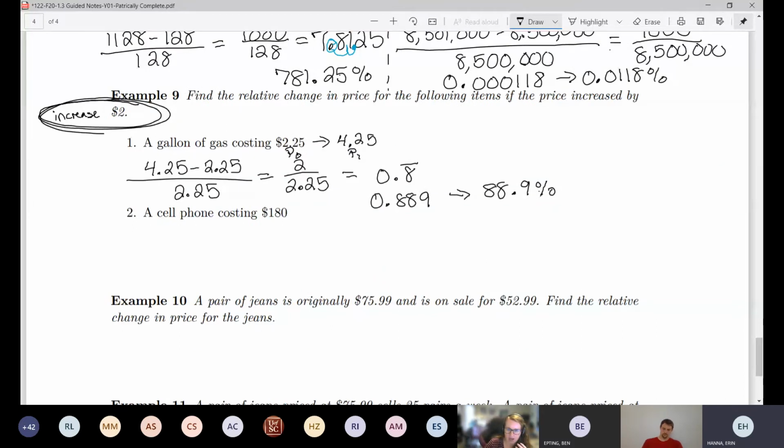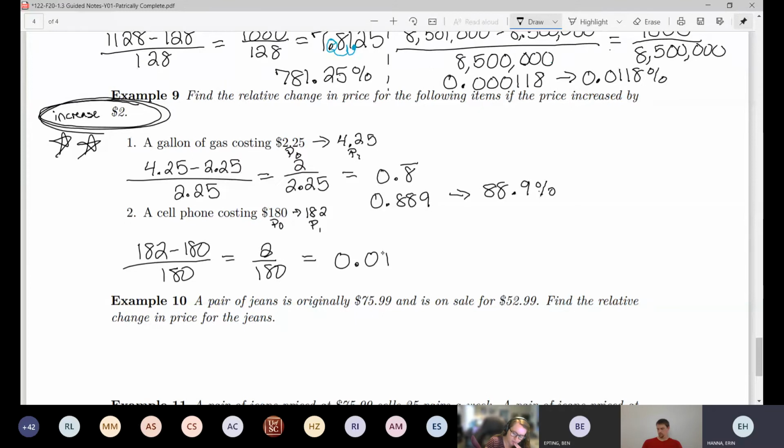Which kind of makes sense that it's so high because $2 was very close to the initial value anyway. So say instead we had a cell phone that costs $180 and we wanted to increase that price by $2. Well, $2 is of course not very close to 180, so it's probably not going to be very much. So we go from 180 to 182 because again we're increasing by 2 in each of these cases. So we have our p sub 1 minus p sub 0, so 182 minus 180, over our beginning value of 180. So 2 over 180 is 0.01 repeating.